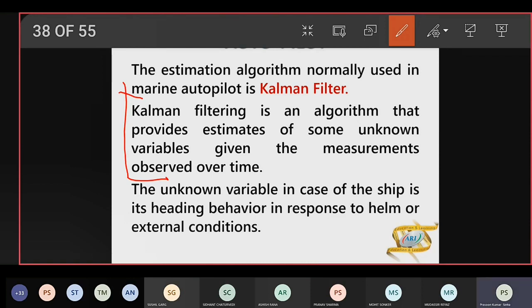The measurements over time are basically the rudder given, and the unknown variable is what will happen to the heading. अलग अलग टाइम पे अलग अलग इनपुट्स आ रही हैं, हेडिंग चेंज हो रहा है, how it is happening, तो further estimation is provided कि if I do this that will happen.